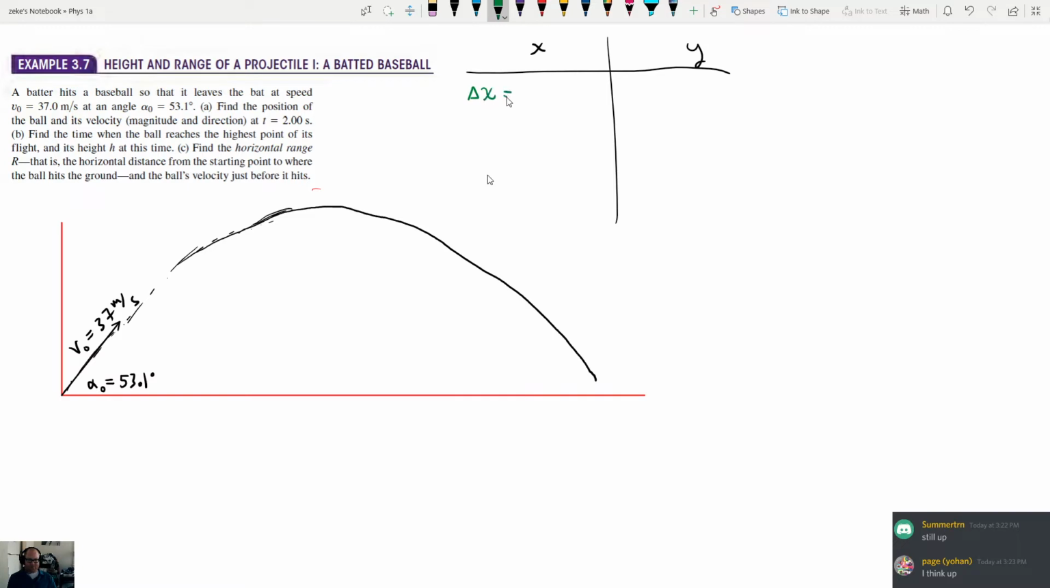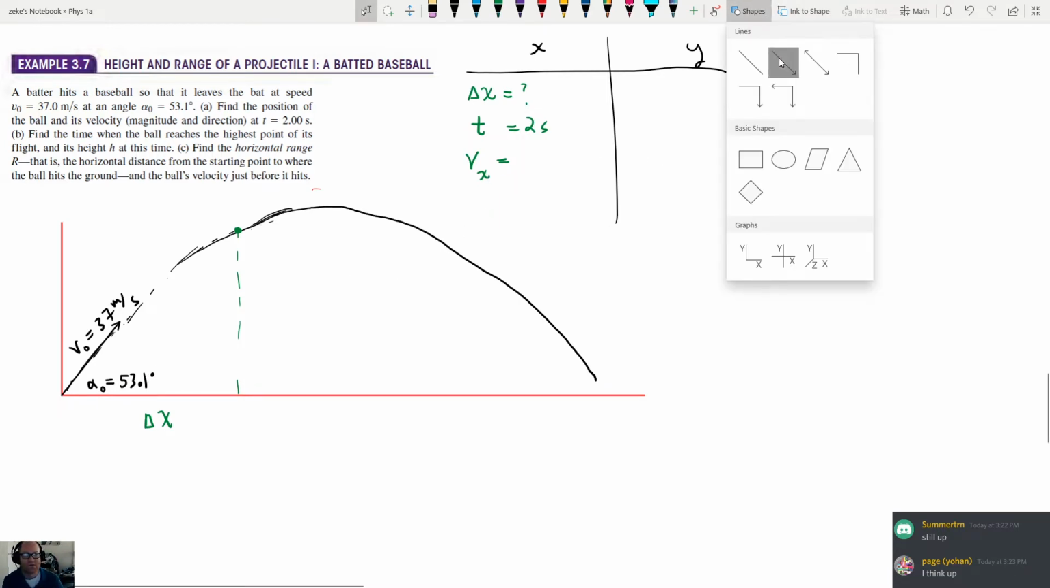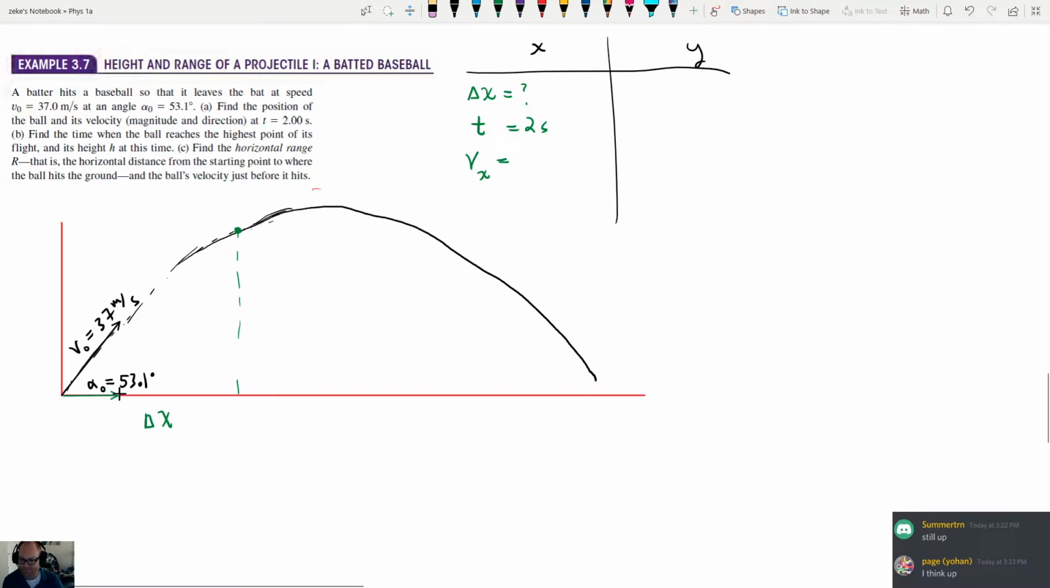There's delta x, which we don't know, but it is one of the things we want to calculate. So let's say the ball gets to here, for example. Then this would be delta x down here. We don't know what that is. We know time is going to be 2 seconds, though. And we also know that the x component of the velocity can actually be found by the given information. So if its initial velocity is 37 at an angle like this, then the x velocity, which would be the component down here, we can draw a vector right here to represent the x velocity. We can also draw a vector to represent the y velocity.